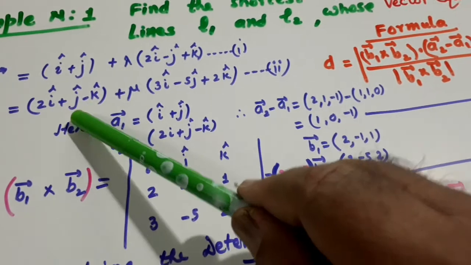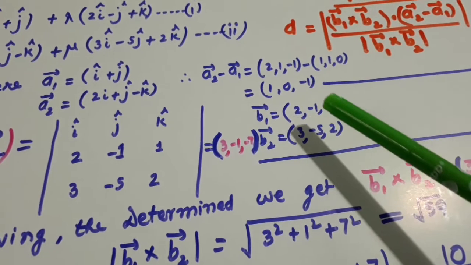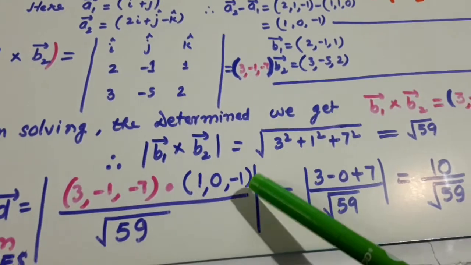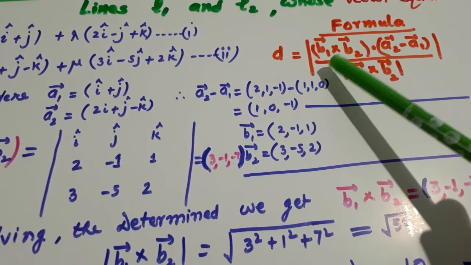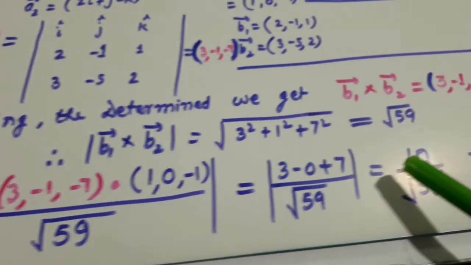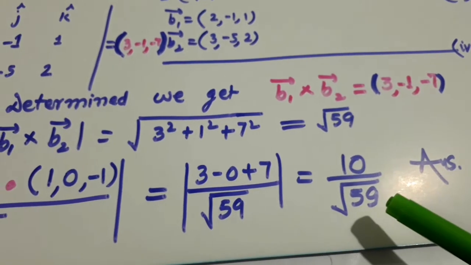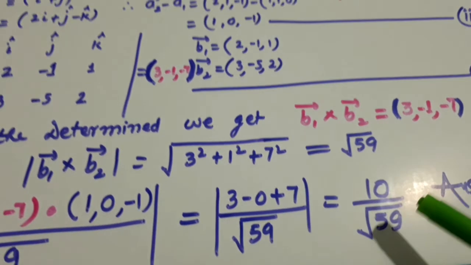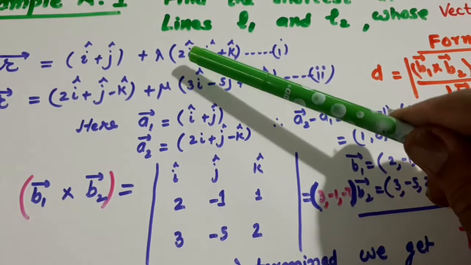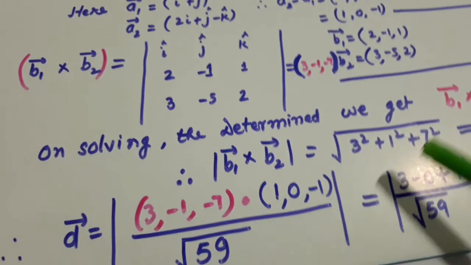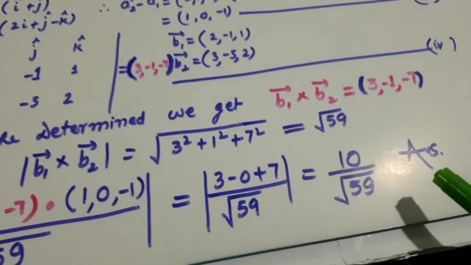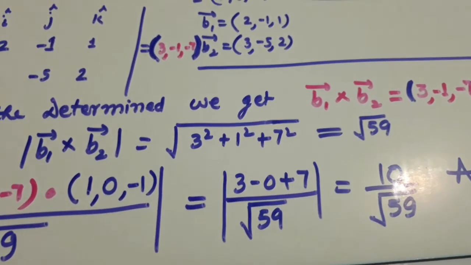Now here is the calculation for a2 minus a1. This is your a2, this is your a1. Subtract, and you get i plus 0j minus k. Put it here. And b1 cross b2 is 3, minus 1, minus 7. So on calculation you get 10 over root 59. Look here, very simple. You know a1, a2, b1 and b2. Just put them in the formula and you get the distance between the skew lines.